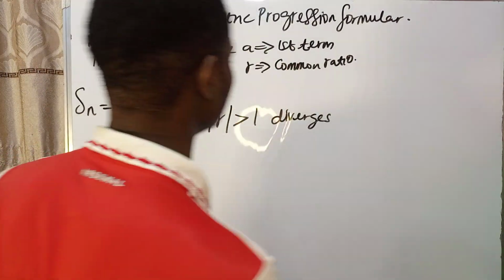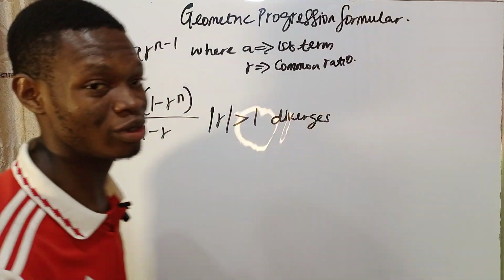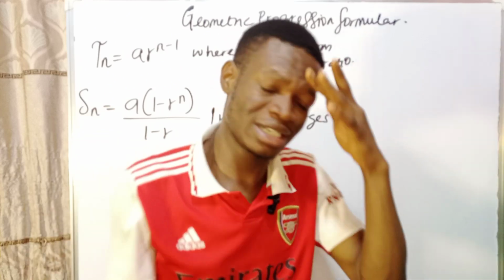So that's the condition. If this r, that's the common ratio, is greater than 1, the series diverges. You know what diverge means? It's going away, away. Understand?